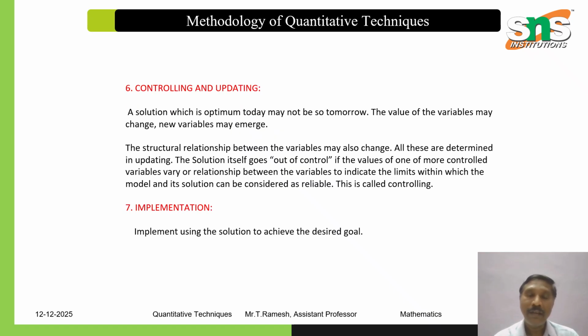Controlling and updating: a solution which is optimum today may not be so tomorrow. The values of the variables may change, new variables may emerge, and the structural relationships between the variables may also change. All these are determinants of updating. The solution goes out of control if the values of one or more controlled variables vary, or if a relationship between the variables changes, so we need to indicate the limits within which the model and its solutions can be considered reliable.